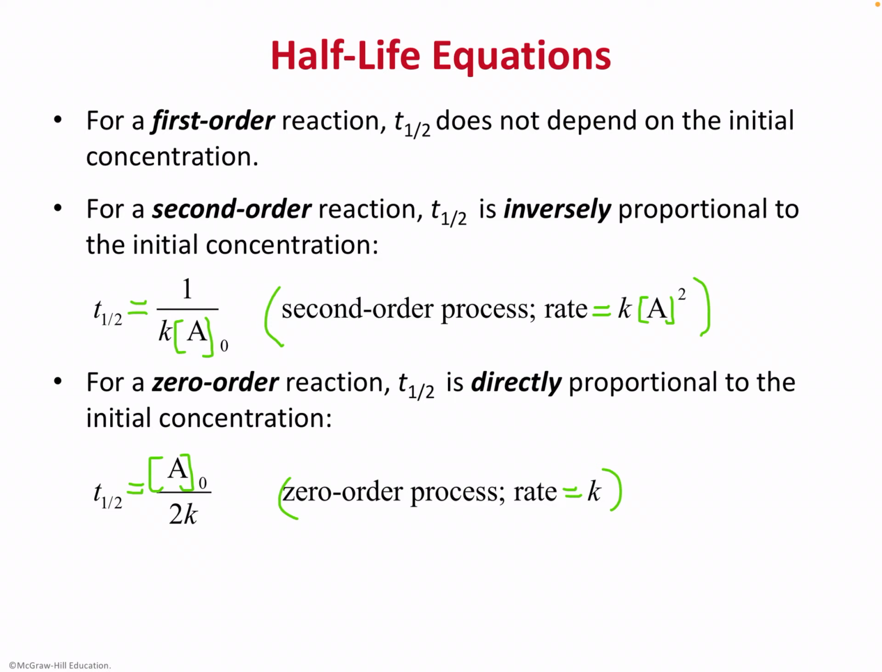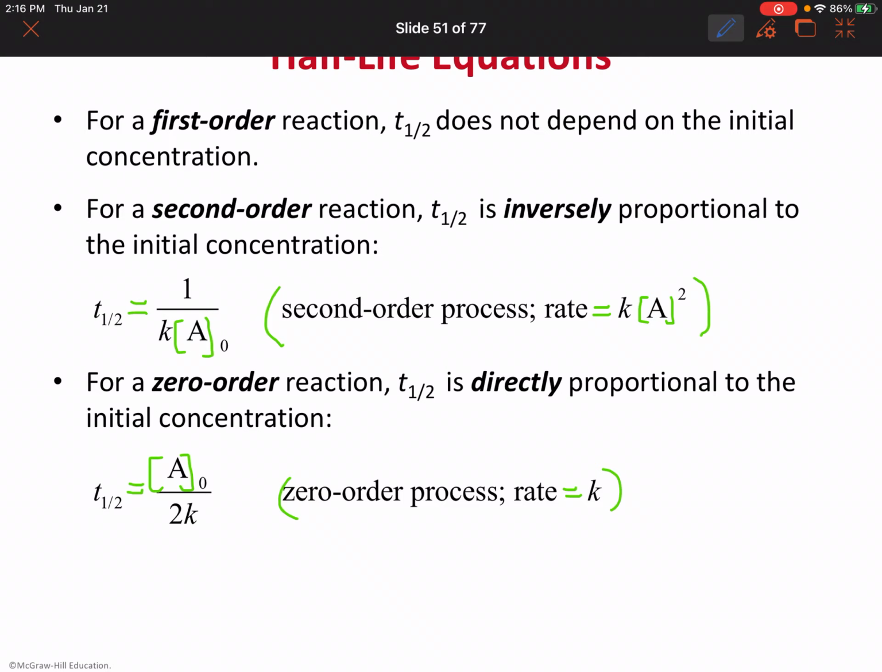Now, for a first order reaction, T half does not depend on the initial concentration. We saw that because T half equals ln2 over k, there is no concentration term. For a second order reaction, T half is inversely proportional to the initial concentration: T half is 1 over k a naught. We can also derive this equation from the second order integrated rate law. I'll show it to you here.